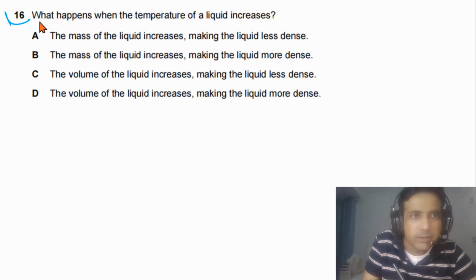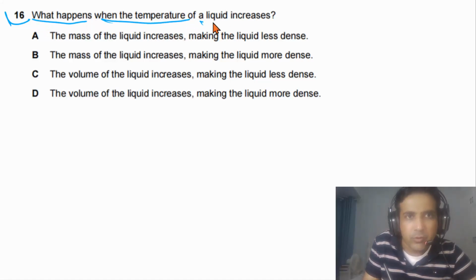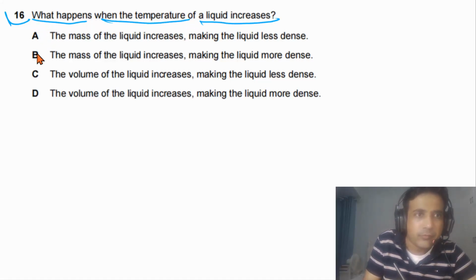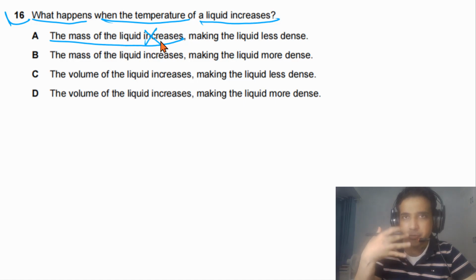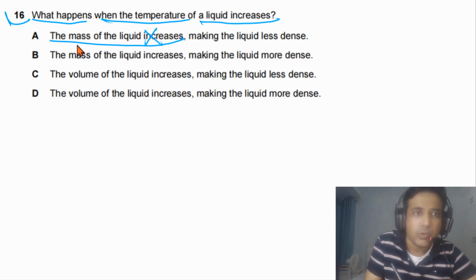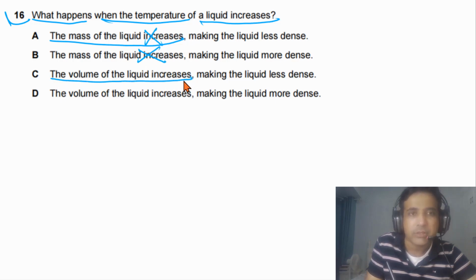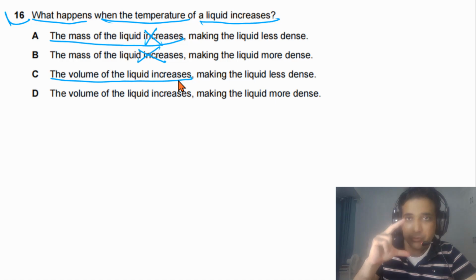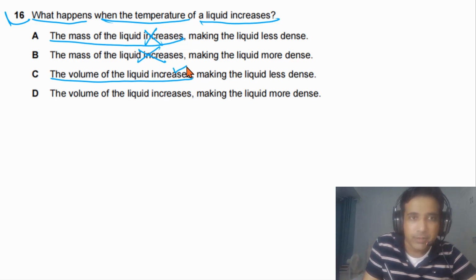Question 16 says what happens when the temperature of a liquid increases? For option A, it is given that the mass of the liquid increases. Mass will not change. If you increase the temperature of the liquid, mass will not change. So option A is incorrect. Mass of the liquid increases, option B is also incorrect. Volume of the liquid increases, yes. If it is not a rigid container, volume of the liquid will increase. So this one is correct.